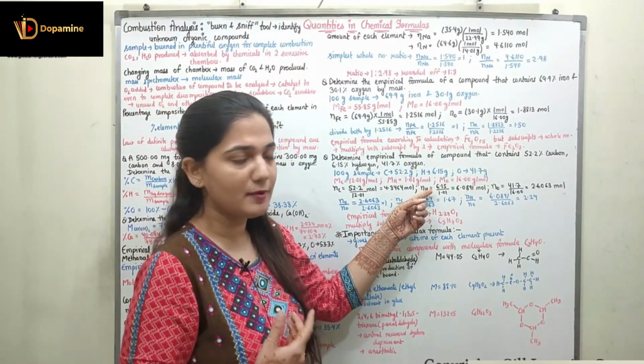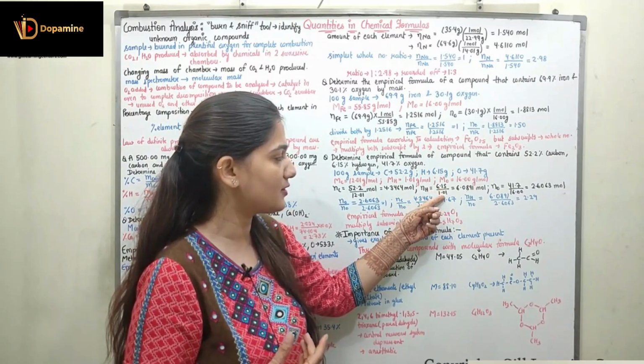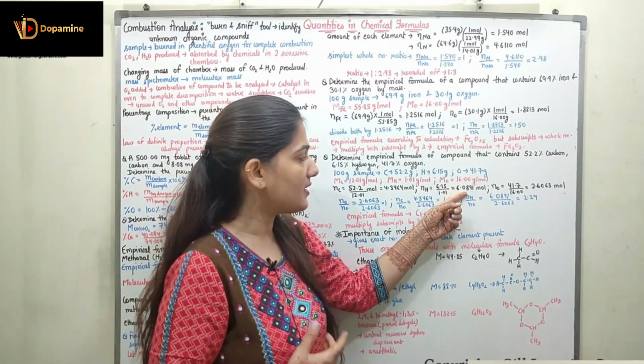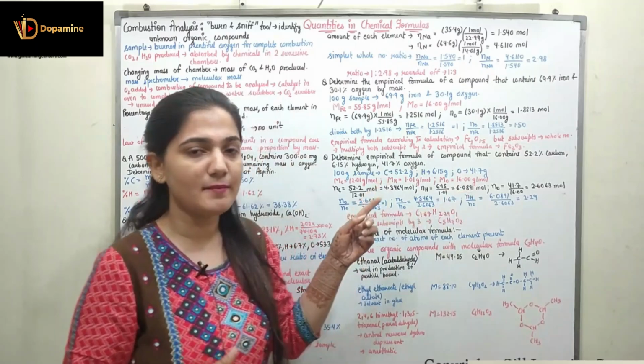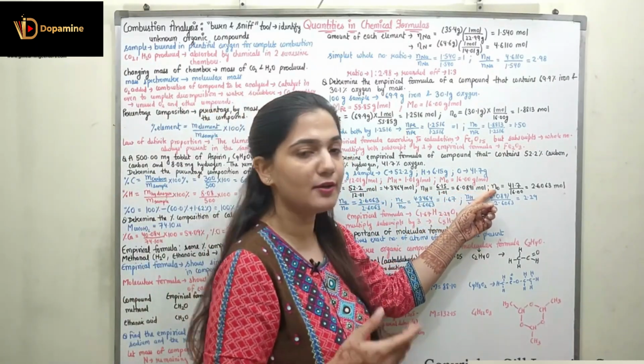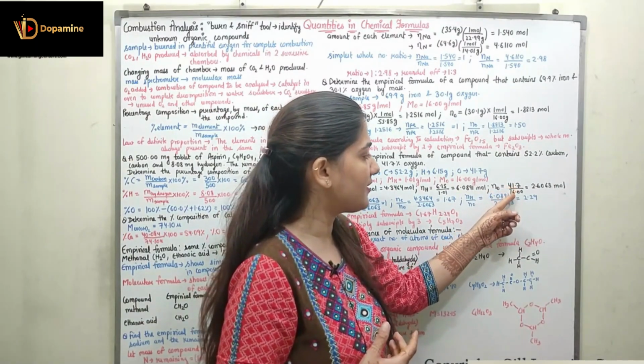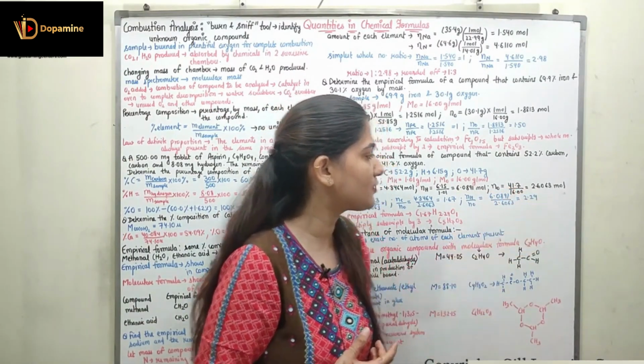Similarly, we can find the number of moles of hydrogen as 6.15, the given mass, divided by the molar mass 1.01, which gives me 6.0891 moles. This is the number of moles of hydrogen. Similarly, for oxygen, given mass upon molar mass, 41.7 divided by 16, which is 2.6063 moles.